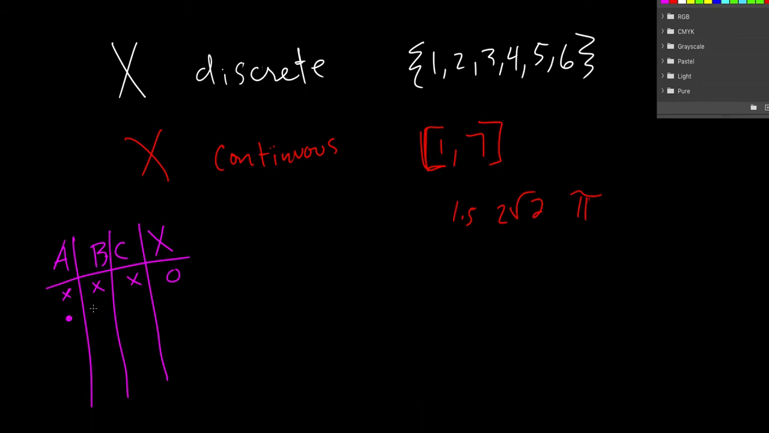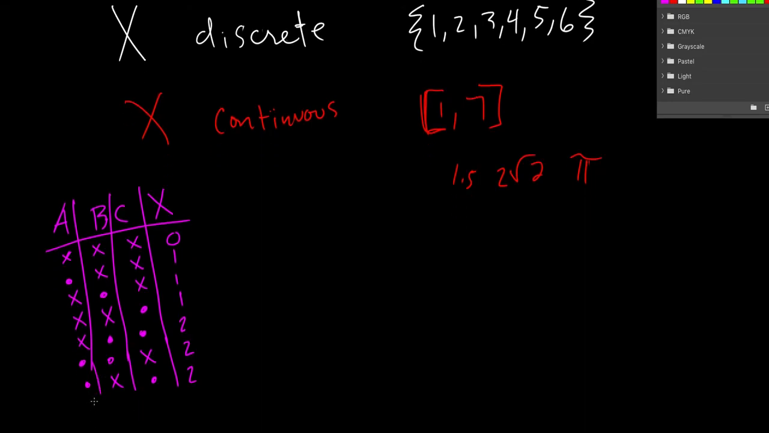I'm going to do dots for successes. We could have A work, we could have only B working, or we could have only C working. Each of those would give us an outcome of 1 working register. We could have B and C working, we could have A and B working, or we could have A and C working. Each of those would give us a 2. And the last one is they all work, which would give us an outcome of 3.